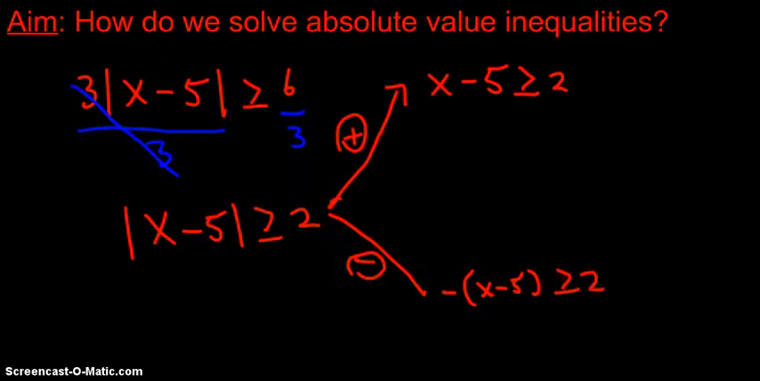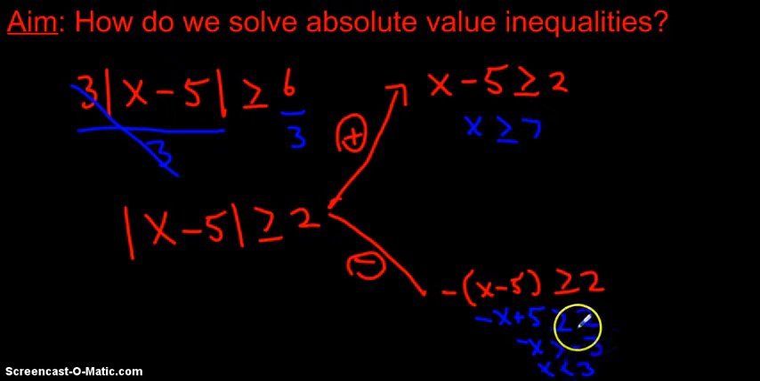So let's solve them both. That'll give us x is greater than or equal to 7. And this one will give us negative x plus 5 is greater than or equal to 2. Negative x is greater than or equal to negative 3, which means x is less than or equal to 3. Divide both sides by negative, we'll have to reverse the inequality. So those are the 2 possibilities.